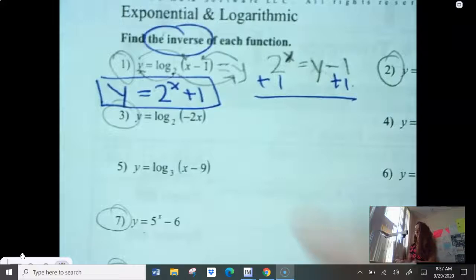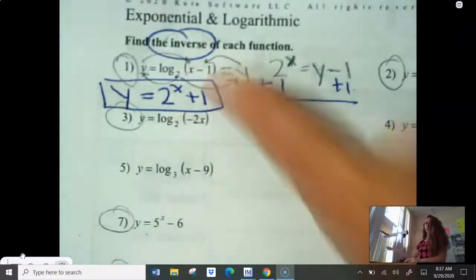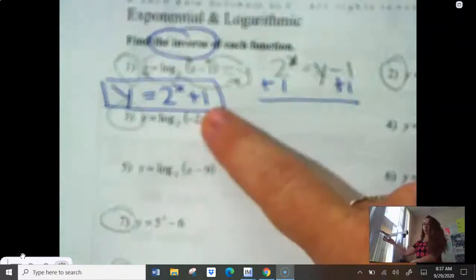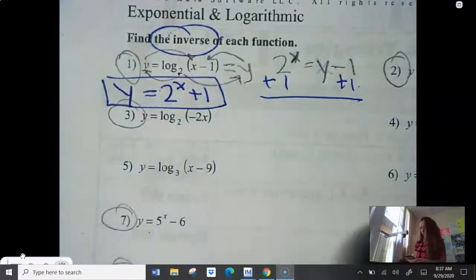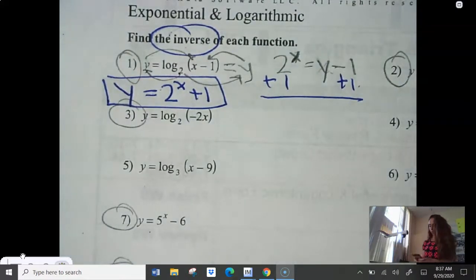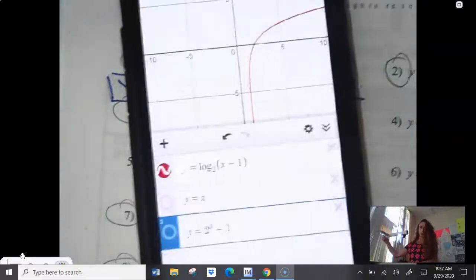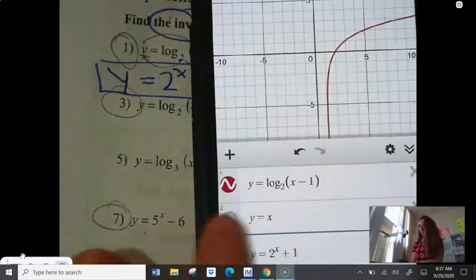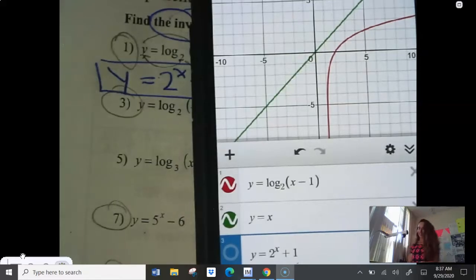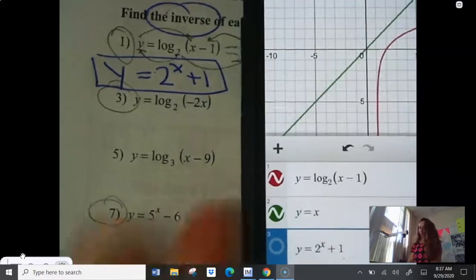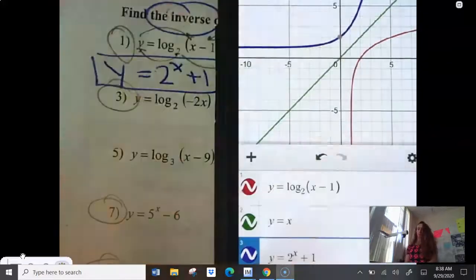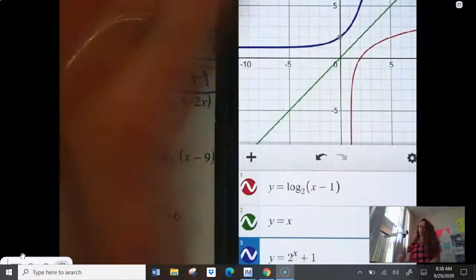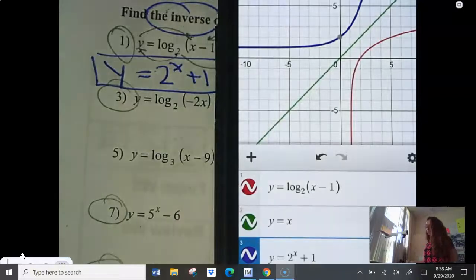So I want to show you now, log is the inverse of exponential form. Exponential form is the inverse of log. I did it on my cell phone so we could see it. So let me zoom in a little bit. If you look, I graphed the original, and then I graphed the reflection line, and then I graphed the new ones. And if you see, the log and exponential, they're a reflection of each other, and that should happen every single time, okay?